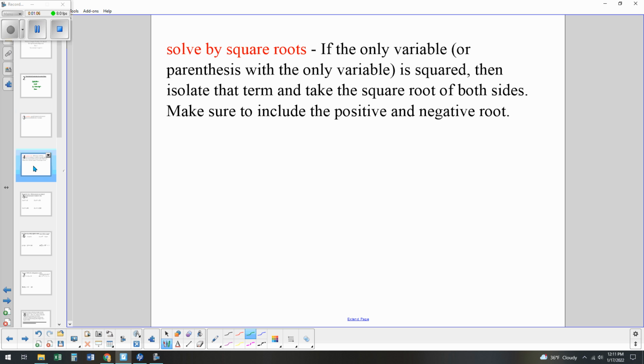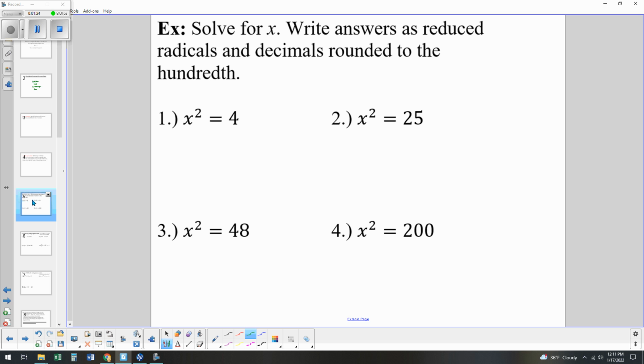We're going to focus right now on solving by square roots. So if the only variable, or parentheses with the only variable, is squared, then we're going to isolate that term and take the square root of both sides. We're going to make sure we include both the positive and negative root or solution for each one. So we're going to solve each of these. We're going to write our answers as reduced radicals and also as decimals rounded to the hundredth.